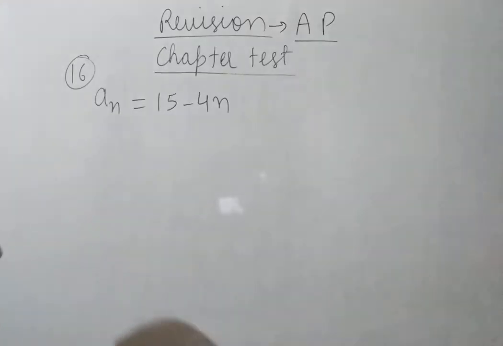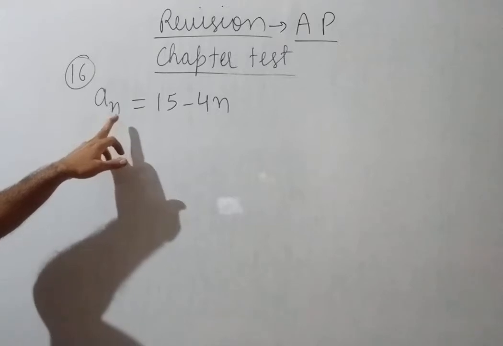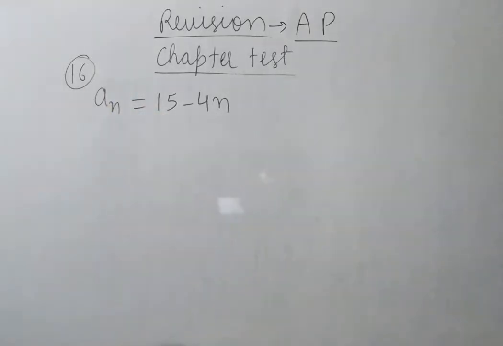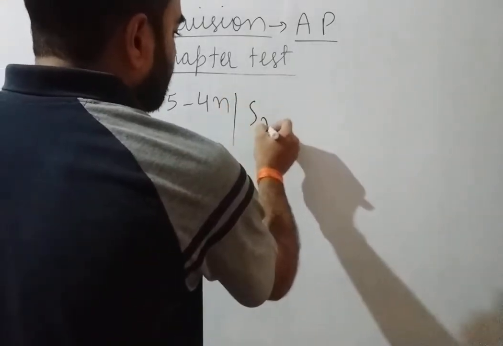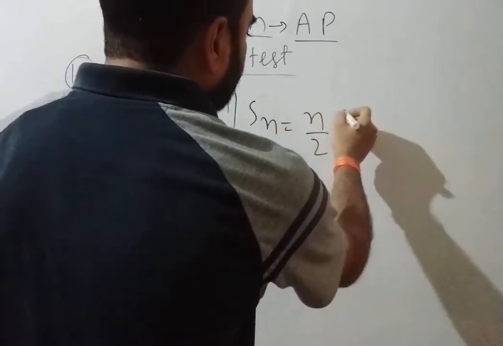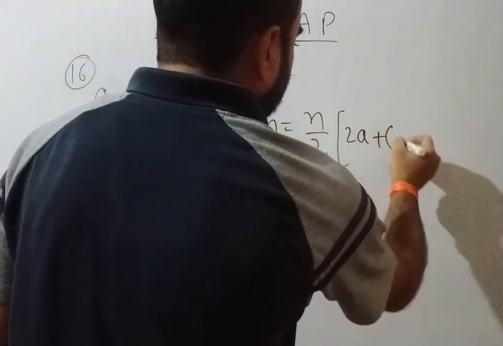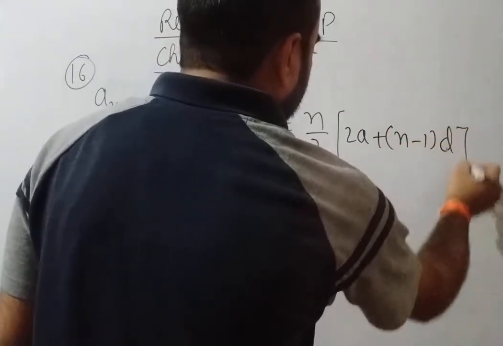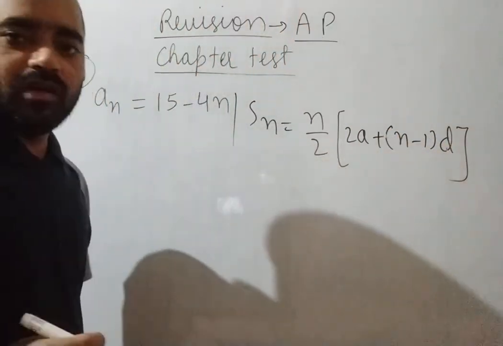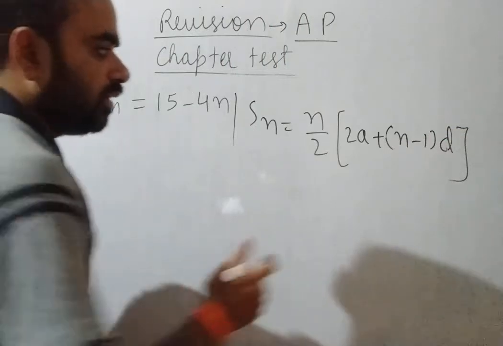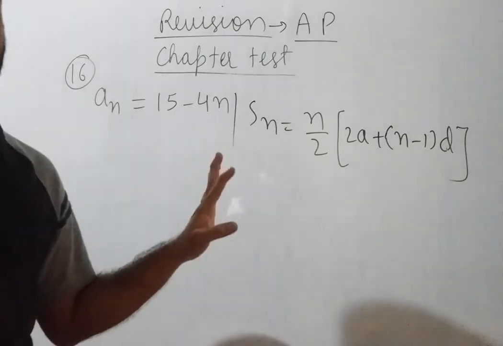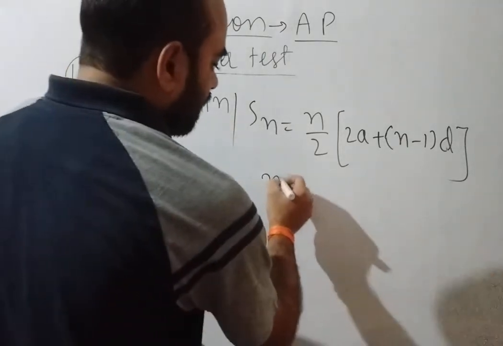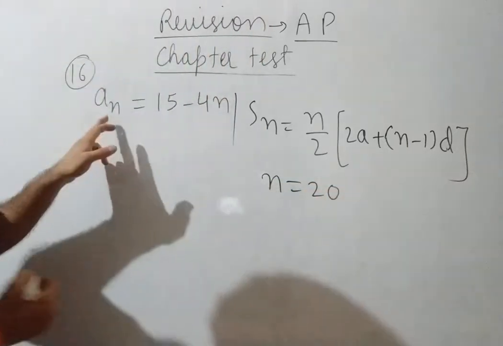Now next is question number 16. The nth term is given as 15 minus 4n, and we have to find the sum of the first 20 terms of an AP. So what is Sn? We know Sn is n by 2, into 2a plus n minus 1 into d. So this is the formula. We require the first term, common difference and n. N is already given. For how many terms we have to take the sum? 20.